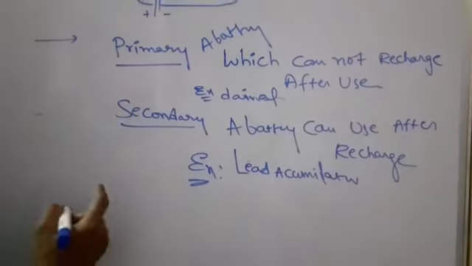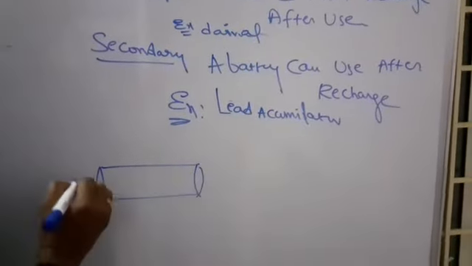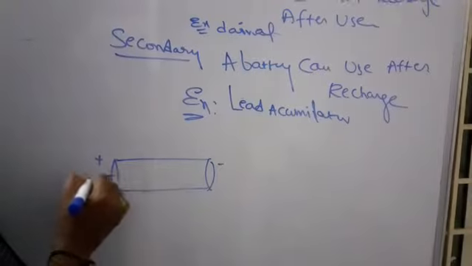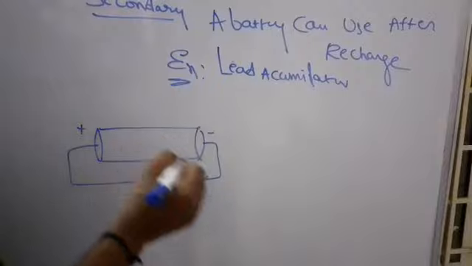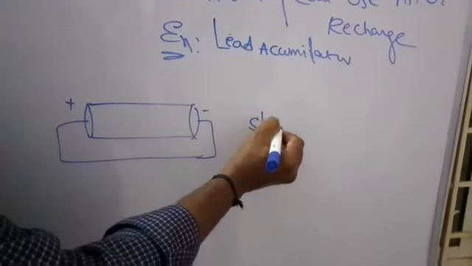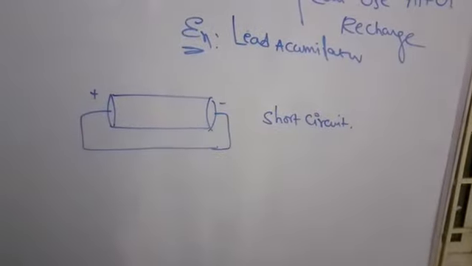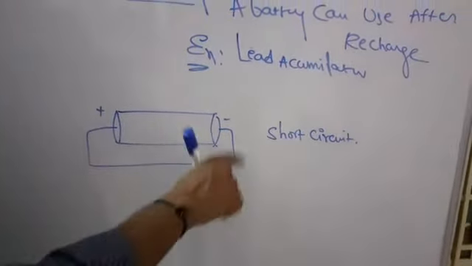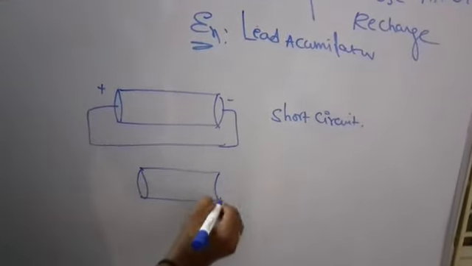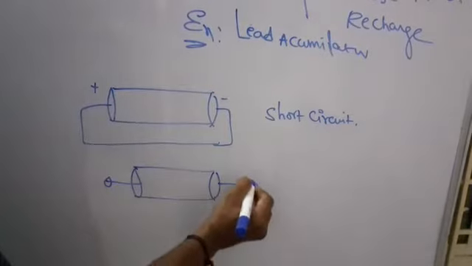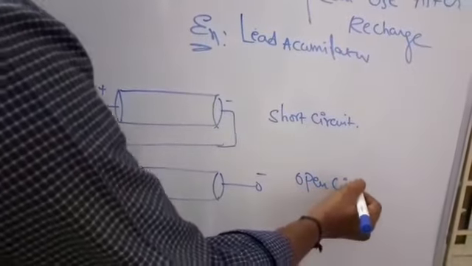Next, this battery contains two terminals, one positive and one negative. If the two ends of the terminals are connected with a connecting wire, this is called a short circuit. So the two ends of the terminals are connected together. Next, if the two ends of the terminals are open, this is called an open circuit.